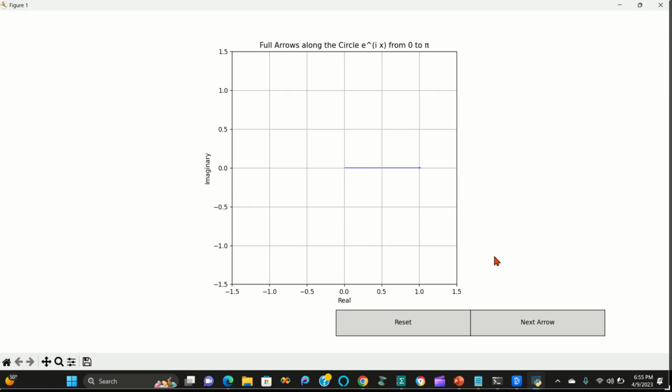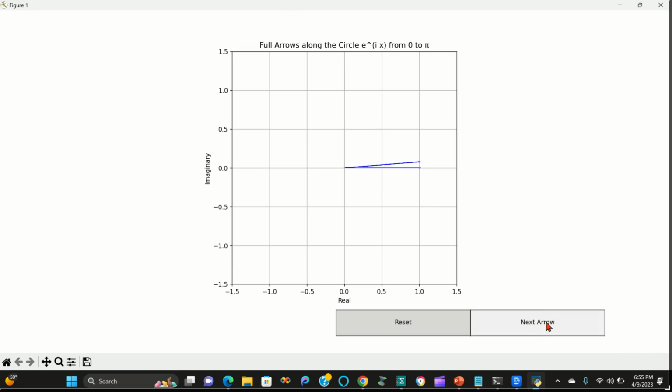Hi guys, I'm going to show you some visualizations behind complex integrals. I made this using Python. This is the imaginary axis, and this is the real axis in the horizontal, and this is going to trace e to the ix, which is a circle, as you might know. And I'm going to do this from 0 to pi.